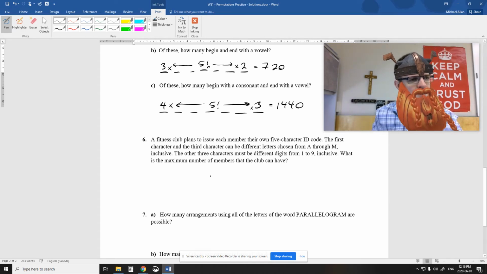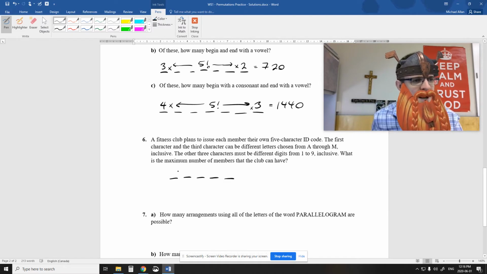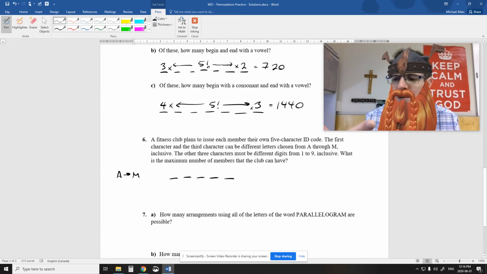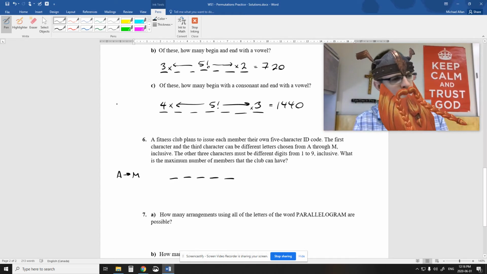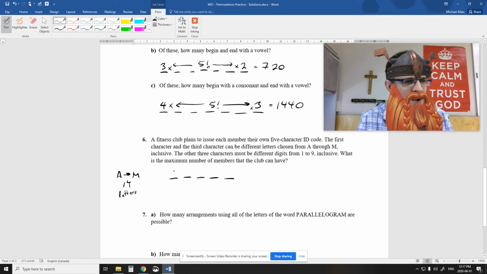So we got a 5-digit code. 1, 2, 3, 4, 5. The first have to be different letters from A through M. So A through M. How many letters are A through M? Okay. A, B, C, D, E, F, G, H, I, J, K, L, M, N. 14 letters. There's only 14 letters. Okay. So we have 14 choices, options for the first letter. Because it has to be different, there's 1 less for this third one.